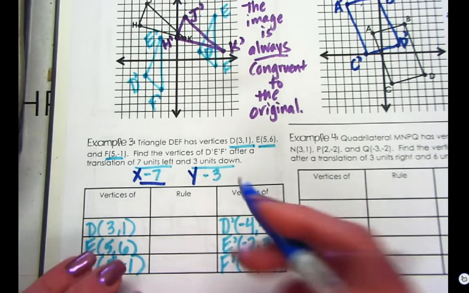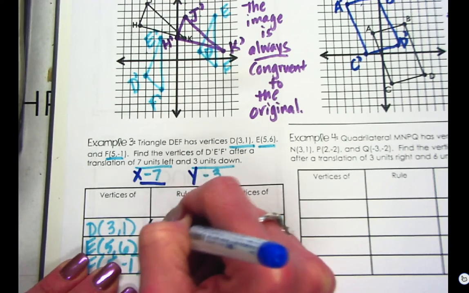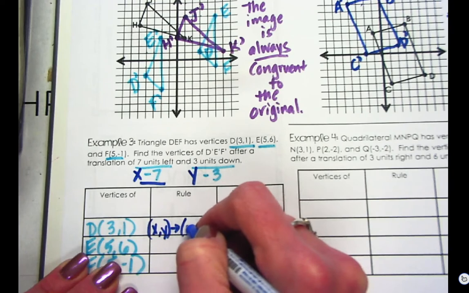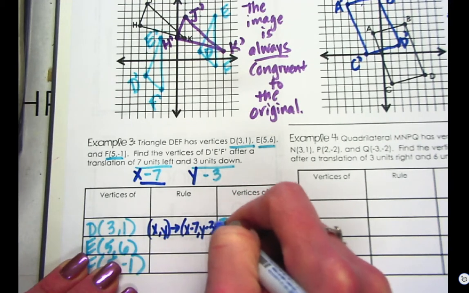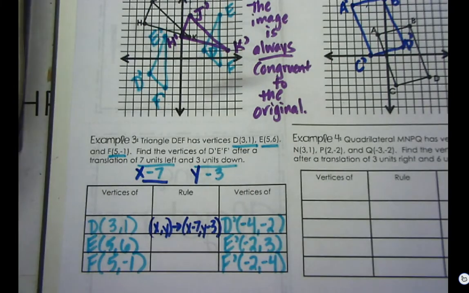-3. So the way I write a rule for this is X comma Y, just like this, write it on the line. And then you write X minus 7 comma Y minus 3. That's the rule. So you may see it that way. If you see x minus 7, that just means you're taking 7 away from your x value. And y minus 3 means you're taking 3 away from your y value. So 7 away from your x, 3 away from your y.